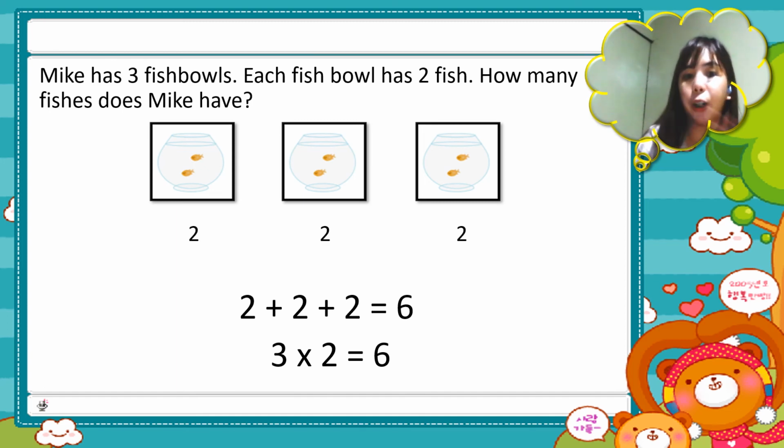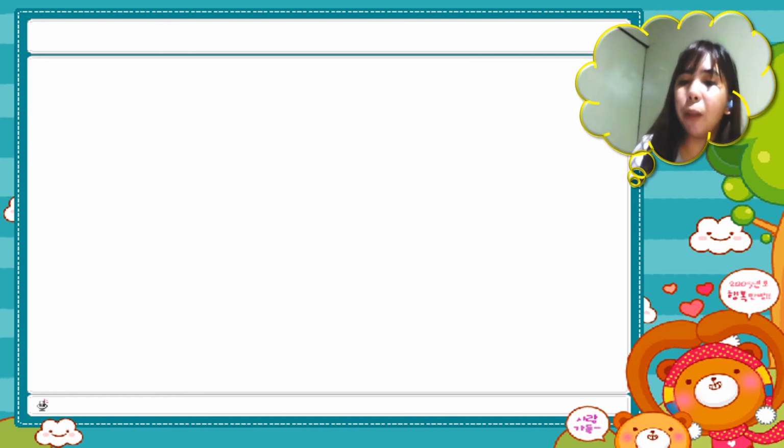As I have said earlier, addition and multiplication are the same, but their processes are a bit different. To wrap it all up, addition and multiplication are quite similar, but multiplication is the shortcut of addition because in multiplication, you are just adding the same number again and again. Do you understand?